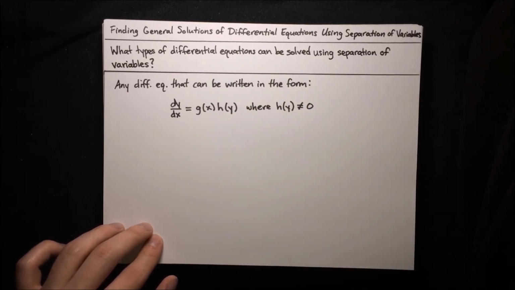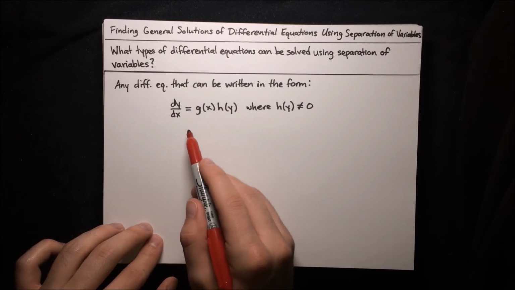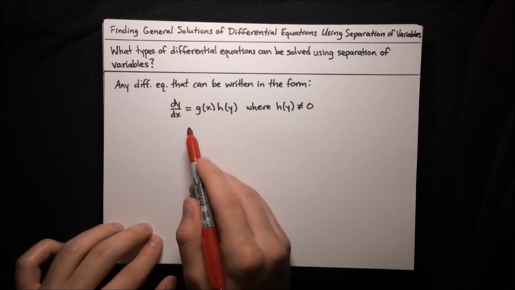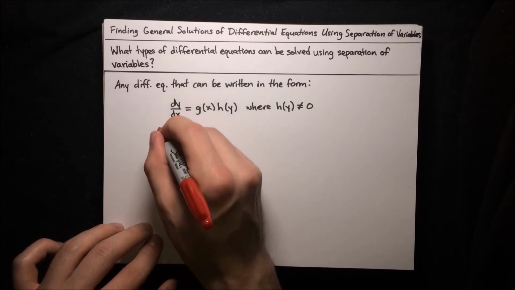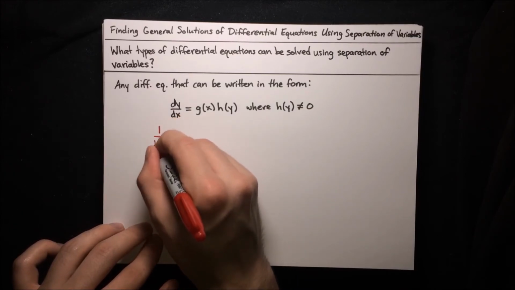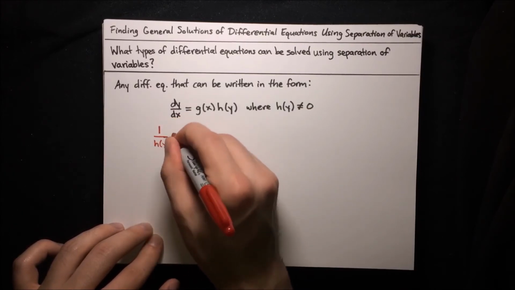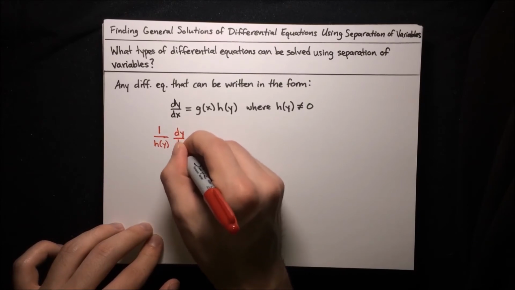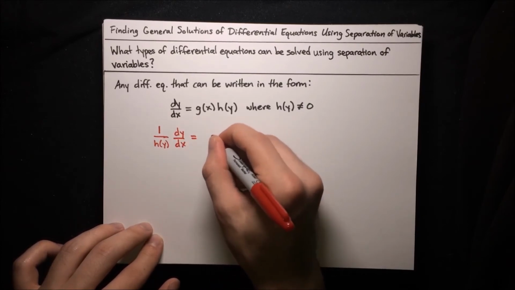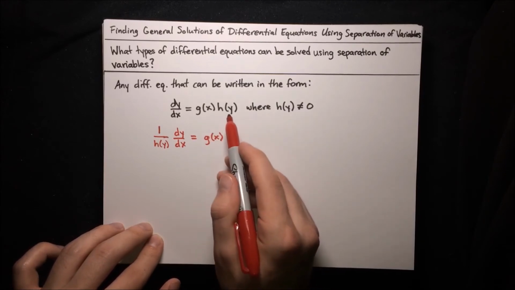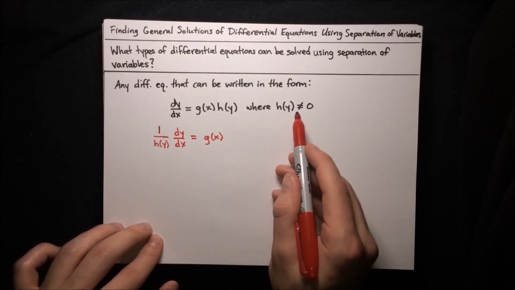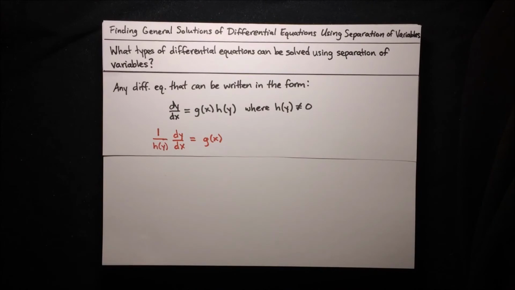It's straightforward to show that we can apply the procedure of separation and integration to solve this differential equation. All we have to do is first divide both sides by h of y. That gives us 1 over h of y dy/dx equals g of x, and we know we are okay to divide by h of y because we assume that h of y is non-zero, and then we just integrate both sides.